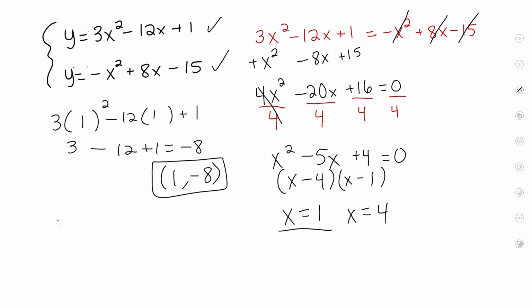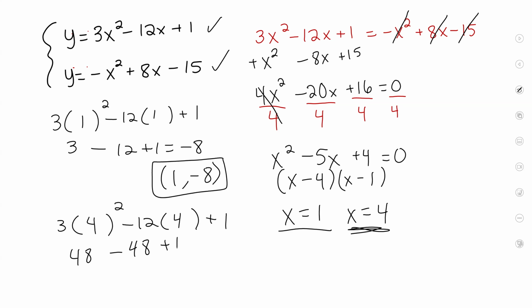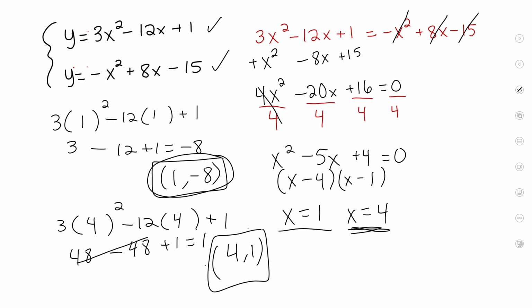Now we're going to use the equation again. And now I'm going to plug in the other x value, which is 4. So let's plug in a 4. 4 squared is 16. 16 times 3 is 48. 12 times 4 is 48. Plus 1. 48 minus 48, that's just 0. And I get 1. Okay, so that means these intersect at 4, 1. So those are the two locations where your graphs intersect.